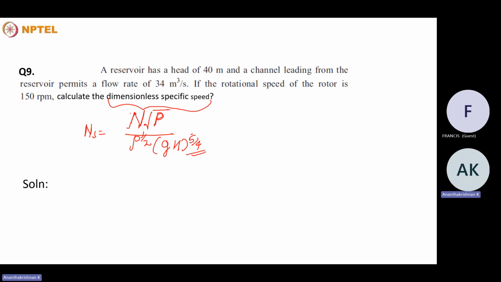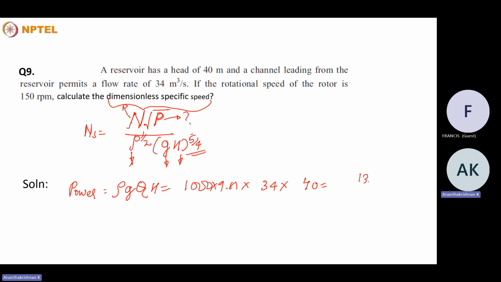So in this particular problem, we have N as 150 rpm. We do not know the power. We have the density, liquid, water. g we know, head is given as 40 meters. We need to calculate the power, and based on that we can calculate the specific speed. So power generated will be equal to rho g QH. Rho is 1000, 9.81. Q is the volume flow rate, it's 34 meter cube per second, and H is the head, 40. Based on this, we will get the value 13.34 into 10 power 6 watt.